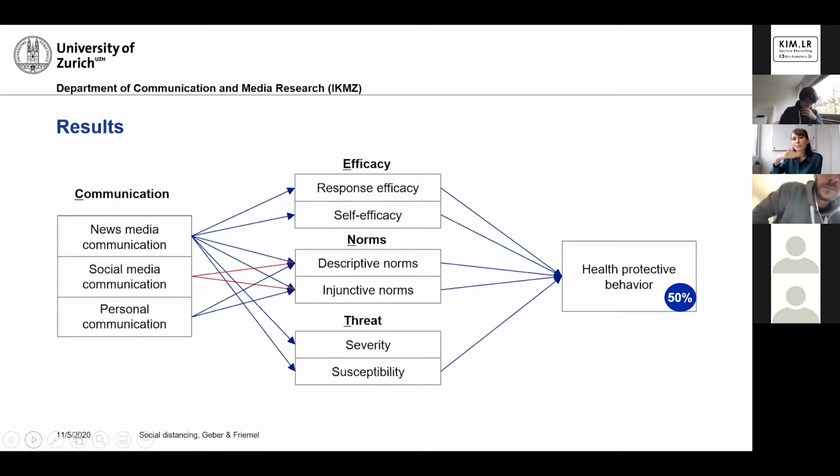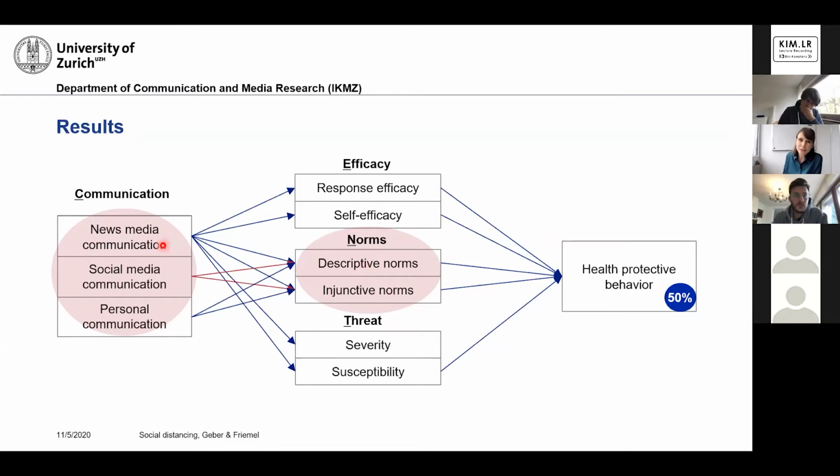These are the results on a more abstract level. What you can see here is that the SENT model was able to explain about 50% of social distancing, and that perceptions of efficacy, norms, and threat actually had an impact on health protective behavior, so on social distancing in this case. However, what we find more interesting from the social norms perspective is that social norms were first an important driver of health protective behavior, but second are also susceptible to communicative influences, as you can see here. News media communication, social media communication, and personal communication actually affect the individual's perceptions about the prevalence of social distancing, but also about the social approval of social distancing.